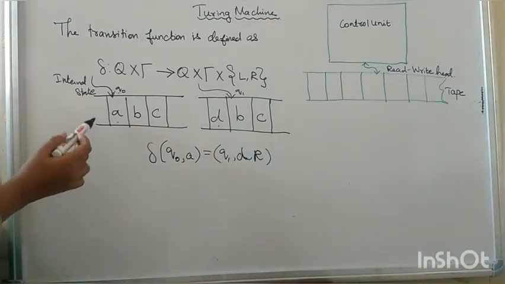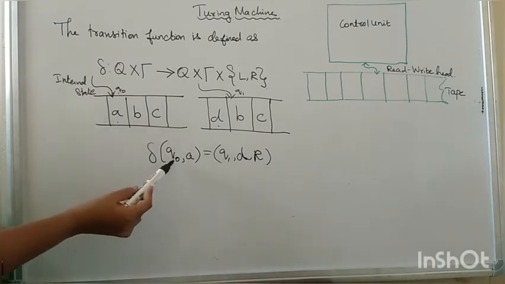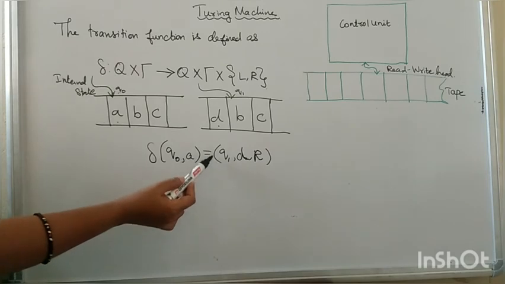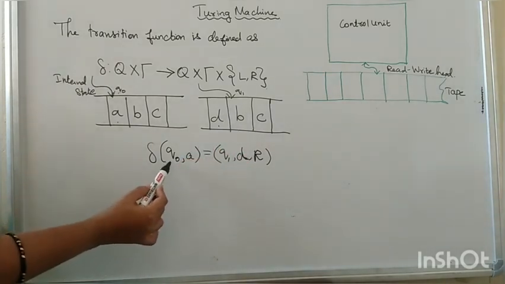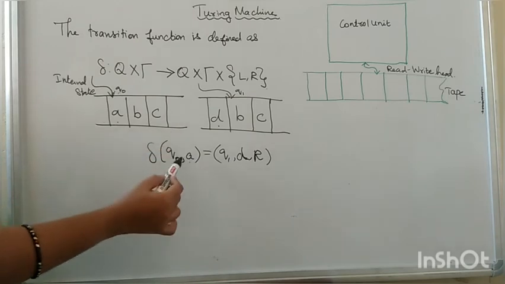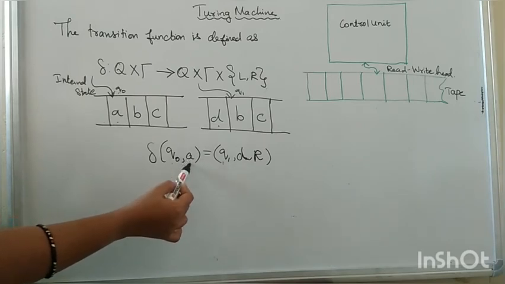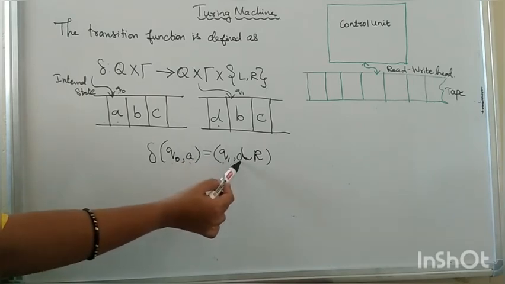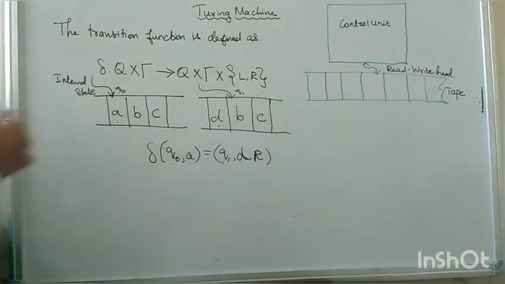So from this diagram we are writing the transition as del of Q0 comma A equal to Q1 comma D comma R. It means when the machine is in the state Q0 and the tape symbol is A, your machine will be shifted to the internal state Q1, the tape symbol A will be replaced by the symbol D, and your tape head will be moved towards right.